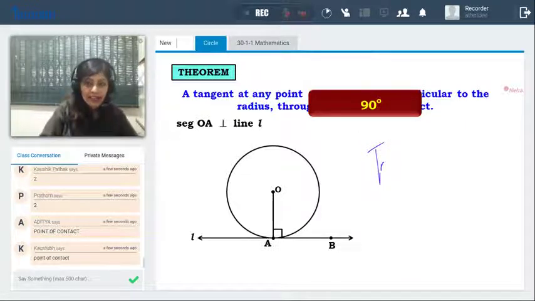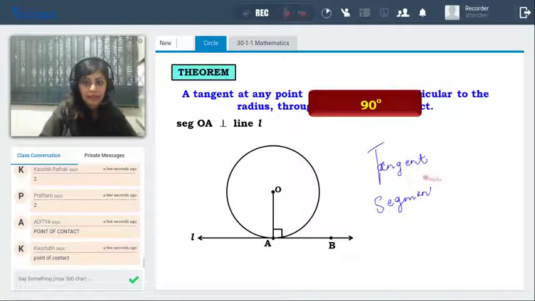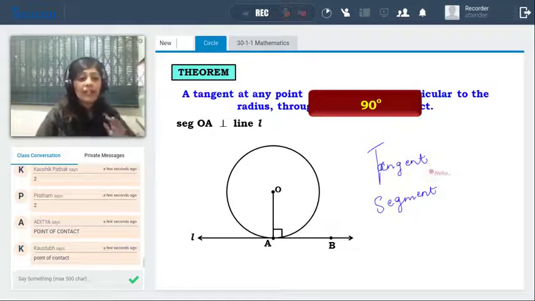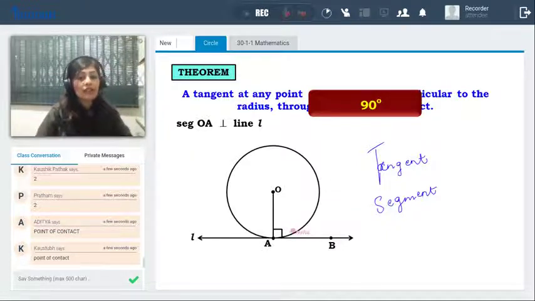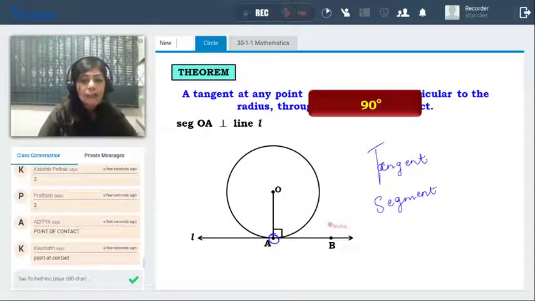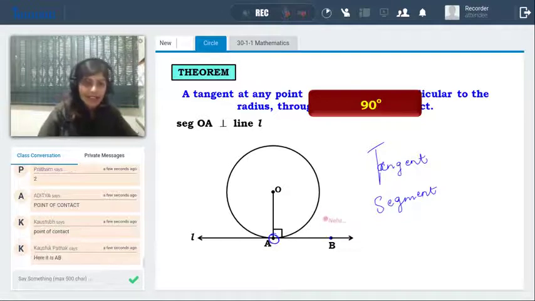Before we move ahead, we need to study another concept, known as the tangent segment. Let's quickly see that. Students, we already know what a tangent line is. A tangent segment, now pay attention: any segment on the tangent line with one endpoint as the point of contact, and the other point can be any point on this tangent line.